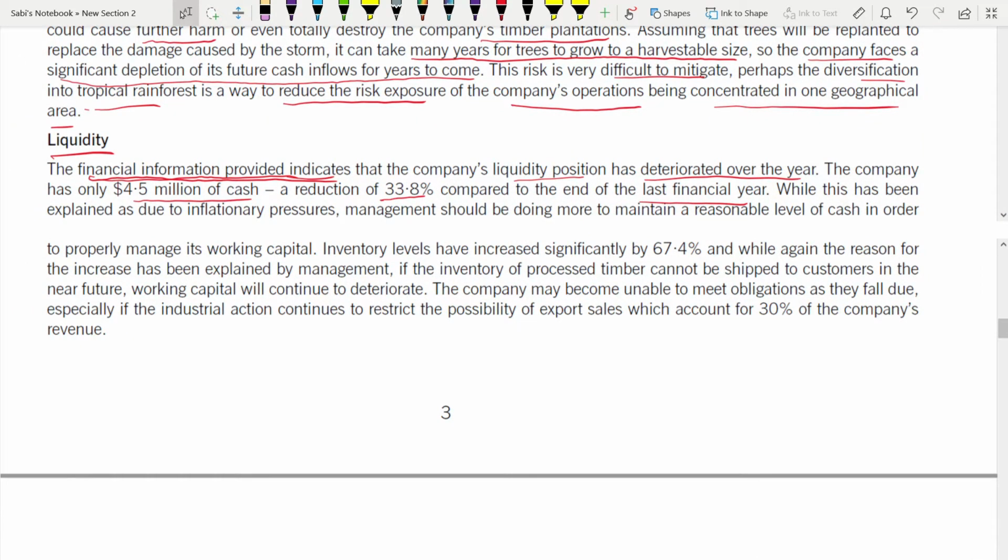33.8%. Okay. Because it's a huge change, not a small amount, it's better to calculate ratios to show that. While this has been explained as due to inflationary pressure, and the other one is because employees are demanding higher wages, that's why their cash fell down. Okay, so management should be doing more to maintain a reasonable level of cash in order to properly manage its working capital.